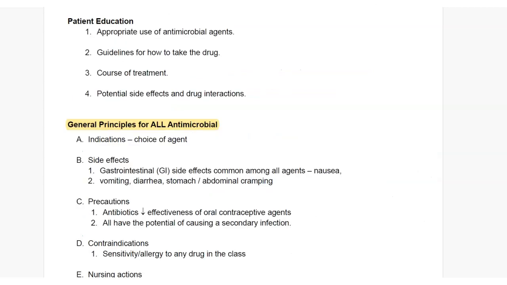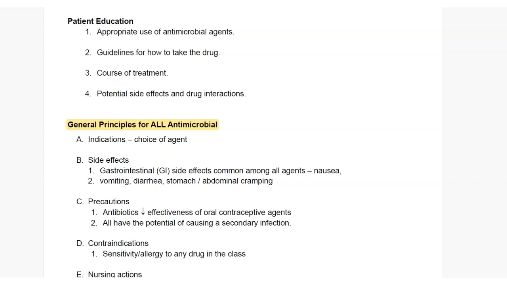All right, patient education. When we're giving antibiotics, it is very important to educate our patient regarding antibiotics. Number one, we need to educate them on the appropriate use of antimicrobial agents. For example, if they have the flu or a viral infection, it is really not appropriate to take antibiotics for it or go to their provider to ask for antibiotics. Also, they need to be familiar with the guidelines for how to take the drug, making sure that they're taking it as prescribed to prevent development of bacterial resistance.